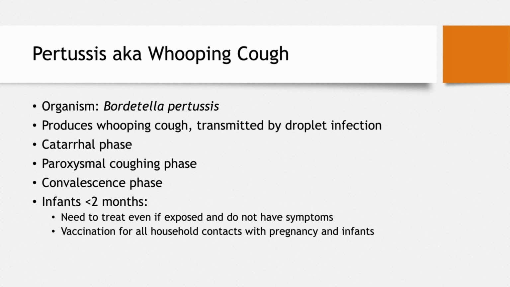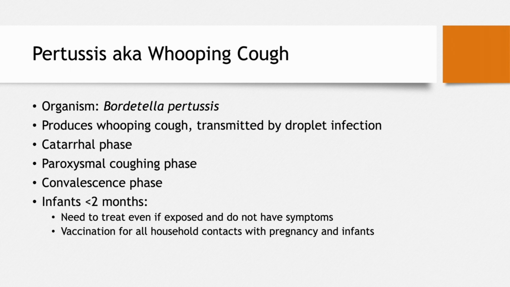The way that whooping cough is described is in phases. The first phase, well, it's transmitted by droplet infection, so it is contagious. The first phase is the catarrhal phase, okay, and that usually lasts about 1 to 2 weeks. It's that cold type phase, so they get a little bit of cough, some runny nose, conjunctivitis, and a little bit of cough at this point.